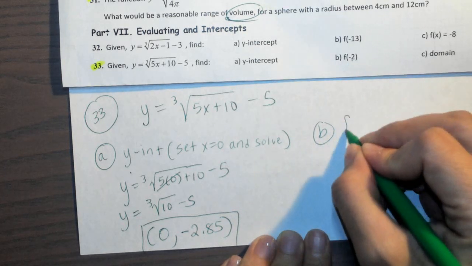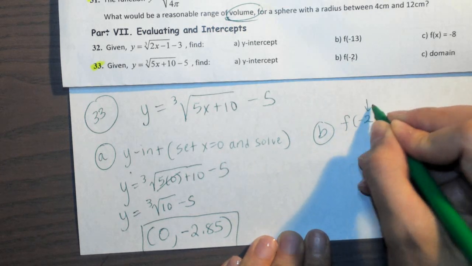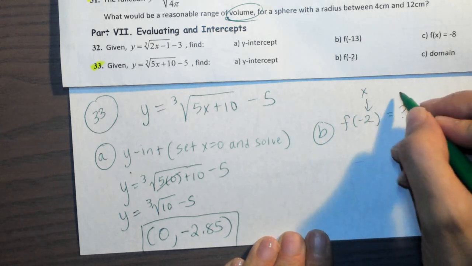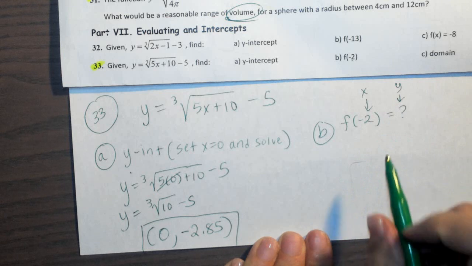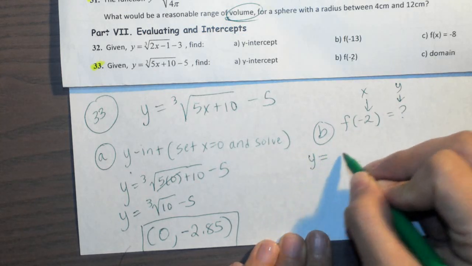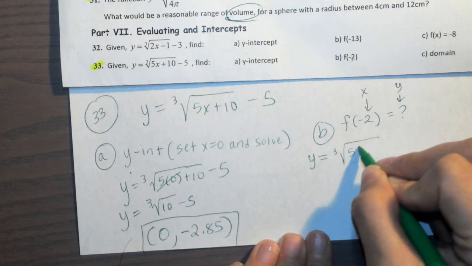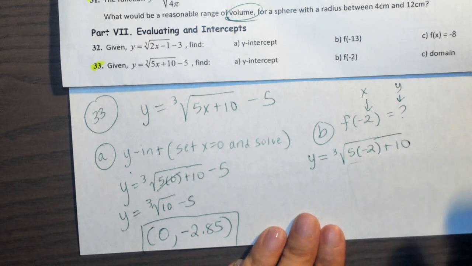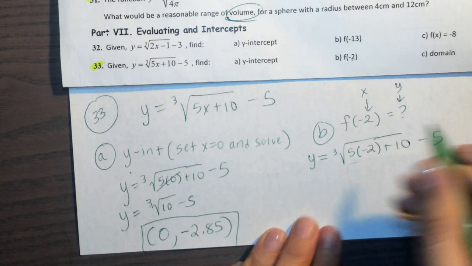For part B, they want you to find f of negative 2. This means your x is negative 2 and you're trying to solve for y. What is the y? So what I'm going to do is plug in a negative 2 for x. So 5 times negative 2 plus 10, all inside the radical, minus 5.